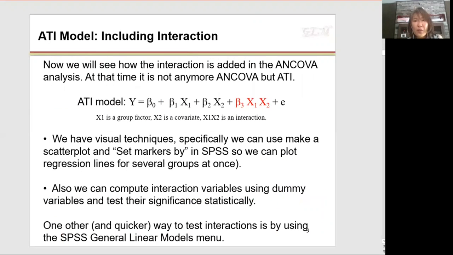Now we will see how the interaction is added in the ANCOVA analysis. At that time, it is not ANCOVA anymore, but ATI. If you have this red term, the interaction term, this is called the ATI model. Again, the ATI model is a special form of multiple regression. ATI is the acronym for the aptitude treatment interaction model. So this red font shows that this is the ATI model.